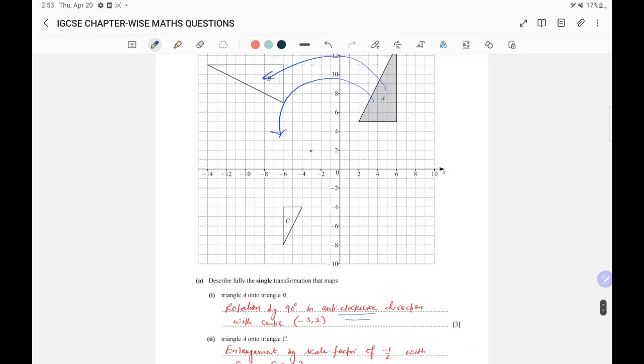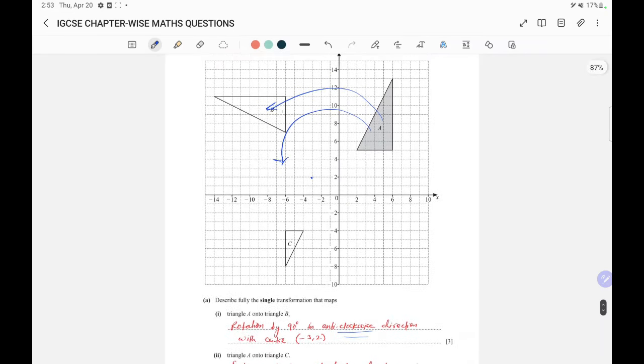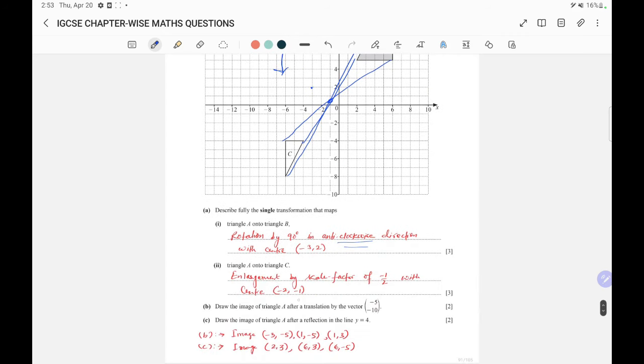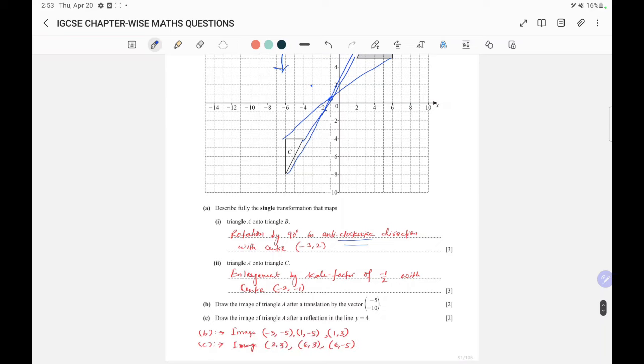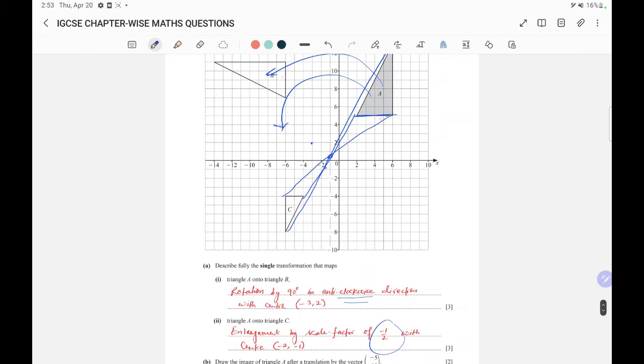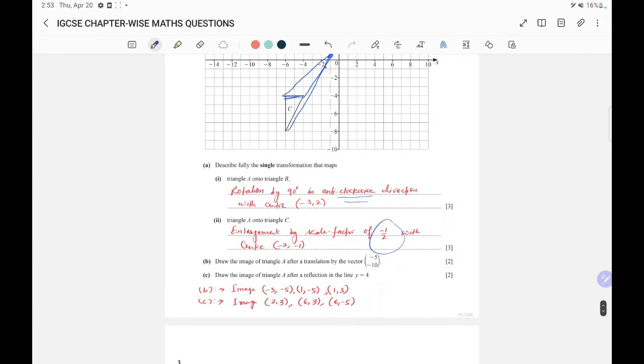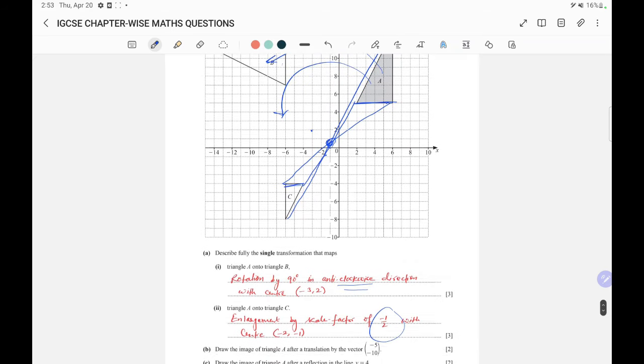Triangle A onto triangle C. This is enlargement, but how is it an enlargement? Just join this point to this point, and this point to this. This will be your point of intersection somewhere, which is -2, -1. So it means it will come down. It should be accurate, so with the ruler you can get it. And the enlargement is -1/2. You can check this length is 4 units, this length is 2 units. It means this is -1/2. Why? Because it is on the opposite side of this point of intersection.